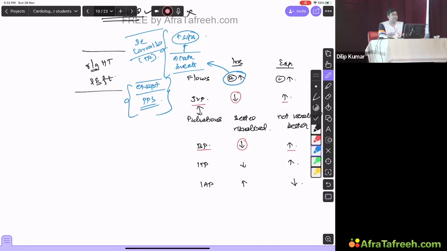Even though this is important for clinical exam, this was asked in JIPMER once. 2017 JIPMER, they asked this. I don't know why they asked, but they asked it. That's the only event that disobeys de Carvalho's law.